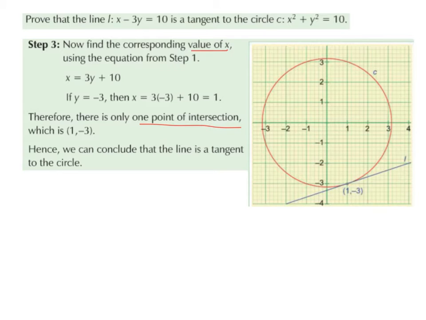So we have a look at our graph. Here's our circle, which is x squared plus y squared equals 10. And this is our line, which is x minus 3y is equal to 10. And the point 1, minus 3 is down here. And we can clearly see that it is the one and only point of intersection. Hence, we can conclude that the line is a tangent to the circle. So a tangent is a line that touches a circle at one point only.